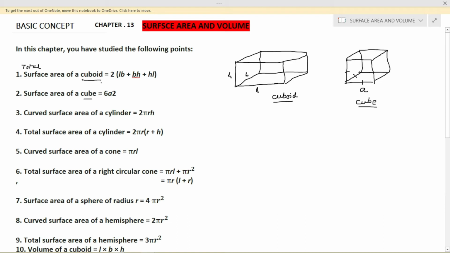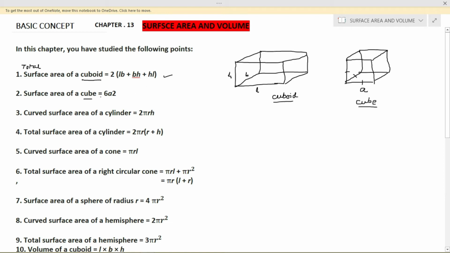Total surface area of cuboid. So in total you find at the front one surface, at the back one surface, and this is the third surface, this side is the fourth surface, the top one is the fifth one, and the bottom one is the sixth one. Total 6 surfaces. And if we add the area of all these 6 rectangles, we will get the total surface area. So the formula of the total surface area of cuboid is 2 into (LB plus BH plus HL).